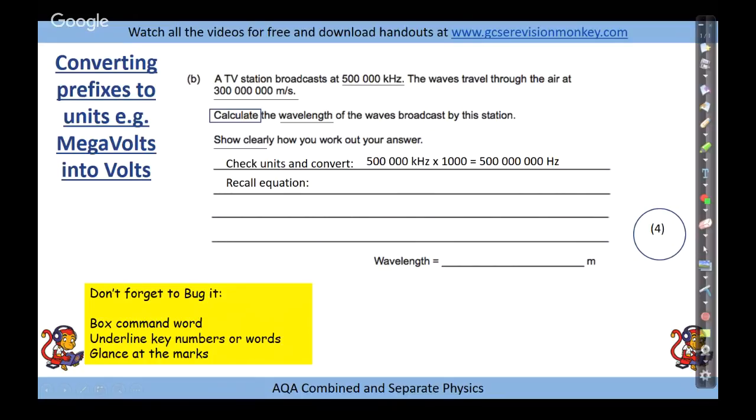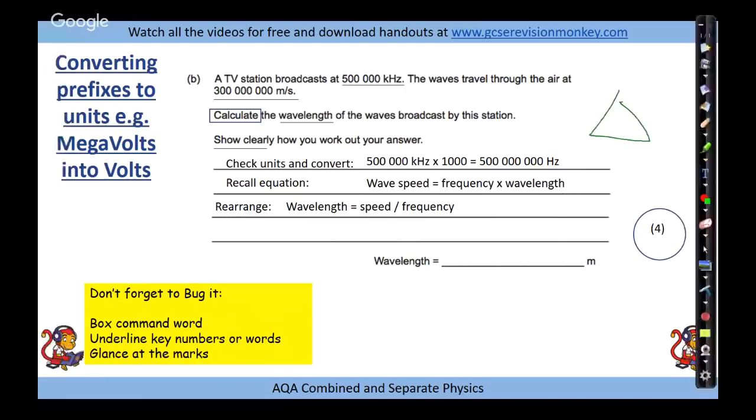Okay, recall the equation. V equals F times lambda. Wave speed equals frequency times wavelength. Rearrange that, and we could do that by putting it into an equation triangle. And I'll show us a bit more detail about how to do that shortly. And we're going to substitute in our values, so keep writing it out, but this time we're putting in our numbers. That slash there just means divide by, and that gives us an answer of 0.6.